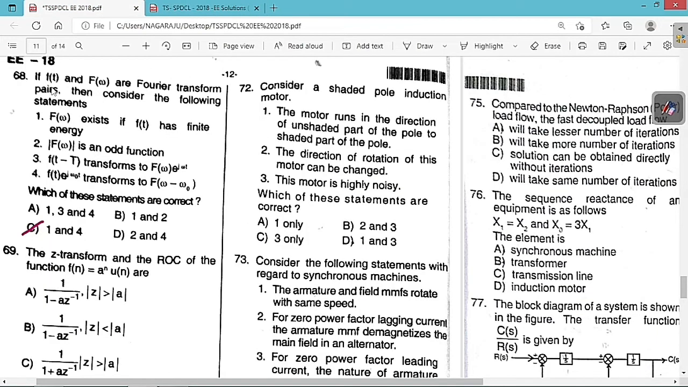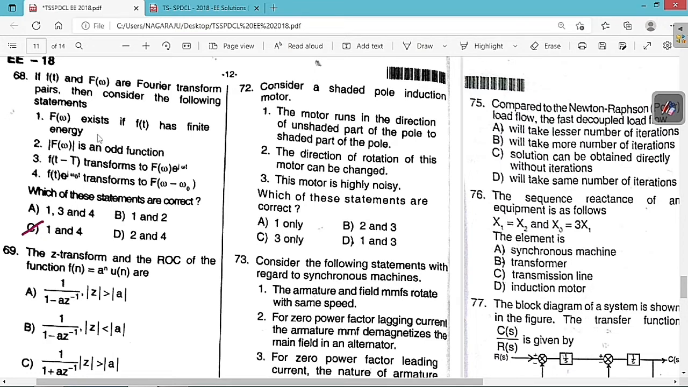Now we are going to solve another question. If f of t and F of omega are Fourier transform pairs, then consider the following statements. Statement 1: F of omega exists if f of t has finite energy. Statement 2: The magnitude of F of omega is an odd function. Statement 3: f of t minus t0 transforms to F of omega into e to the power of j omega t0. Statement 4: f of t into e to the power of j omega naught t transforms to F of omega minus omega naught. Which of these statements are correct?